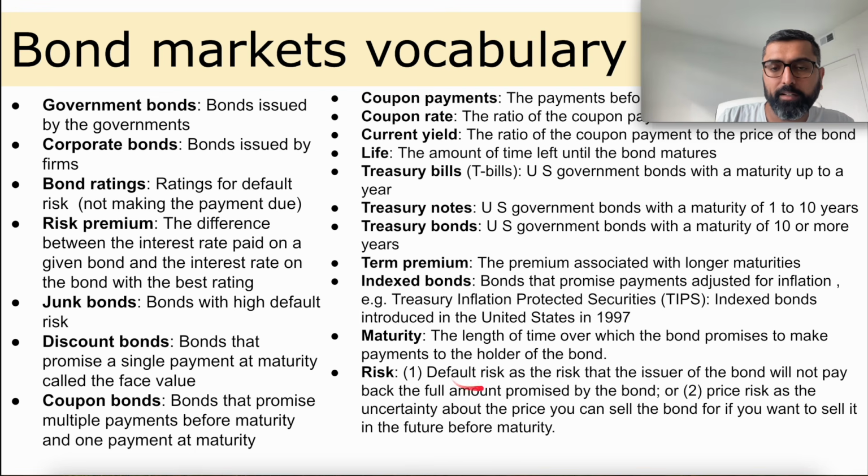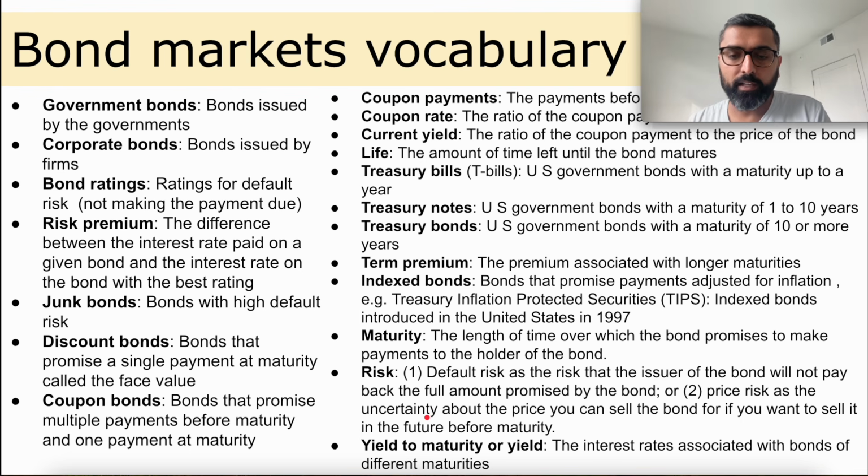And risk, there are different types. Default risk is the risk that the issuer will not pay back the amount that they promised. Or there's price risk. There's some uncertainty: if you buy the bond today versus yesterday or tomorrow, it will have a different price associated with it. So you might get in at a high price or a low price. So there's a price risk associated.